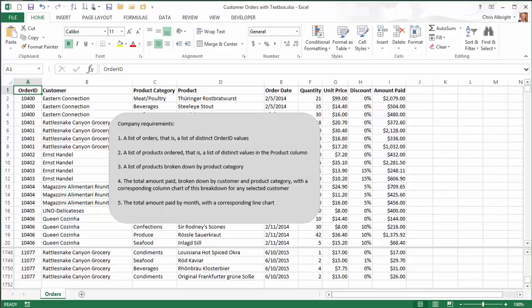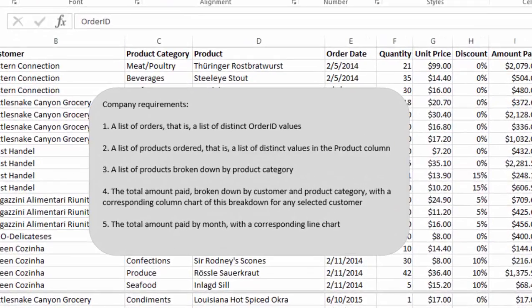The company wants the information described in the text box. A list of orders, that is a list of distinct order ID values. A list of products ordered, that is a list of distinct values in the product column. A list of products broken down by product category. The total amount paid broken down by customer and product category, with a corresponding column chart of this breakdown for any selected customer. And the total amount paid by month, with a corresponding line chart.